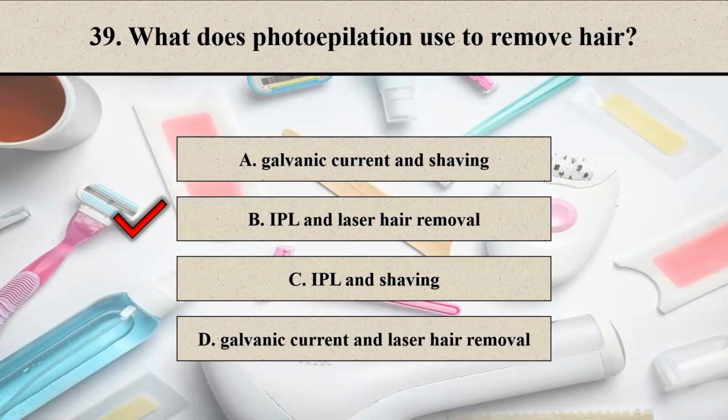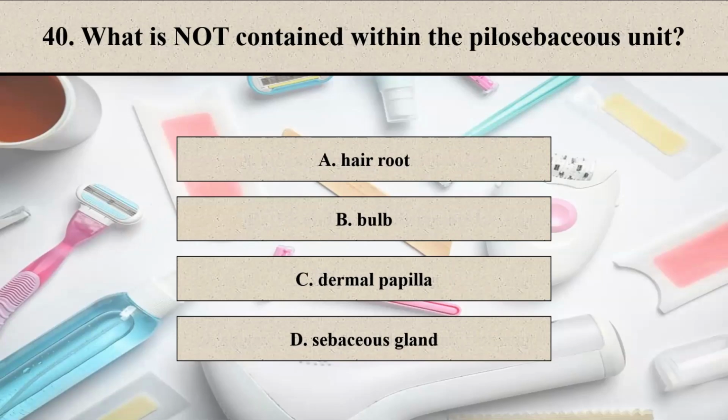If you chose B, IPL and laser hair removal, you are correct. What is not contained within the pilosebaceous unit? Is it hair root, bulb, dermal papilla, sebaceous gland?